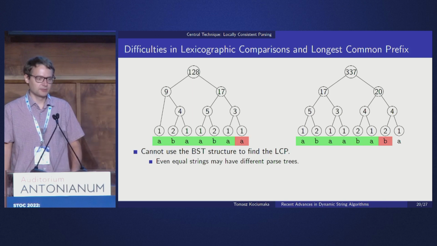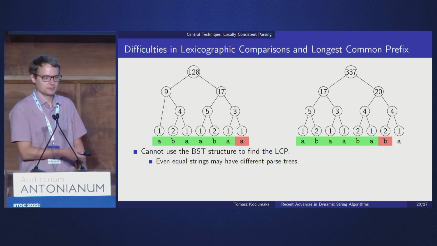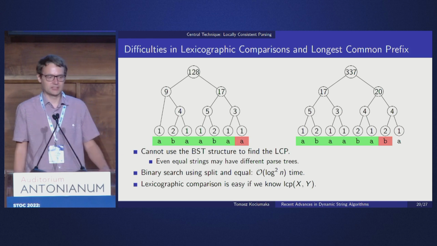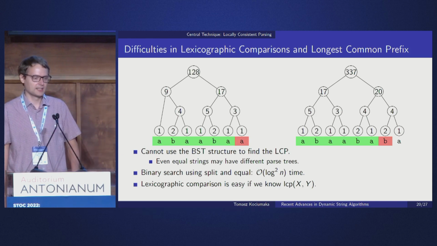And that's why the best we can do for LCP queries is to do binary search and use splitting to check whether the prefix of a given length is common to both strings, and that's why this algorithm has this degraded log squared n query time for computing LCP.